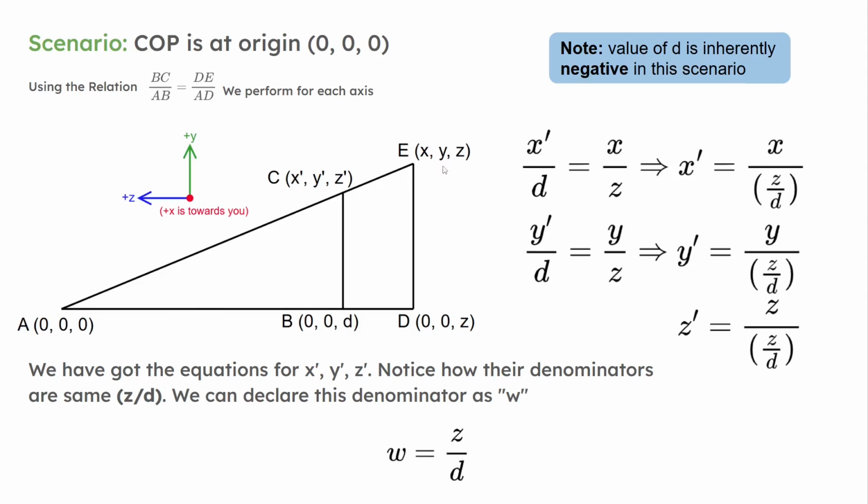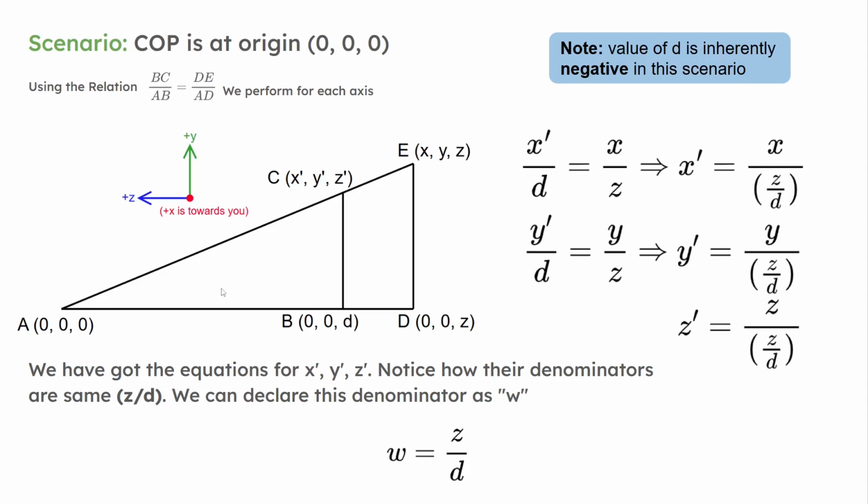Same applies to the X, Y, Z point here. So this Z is negative. This Z prime is also negative. We'll now apply this formula from our school, BC by AB equals DE by AD, to each of these components individually. So we apply this formula for X, Y, and Z separately.